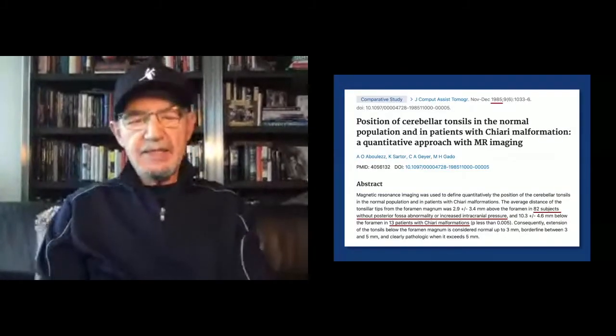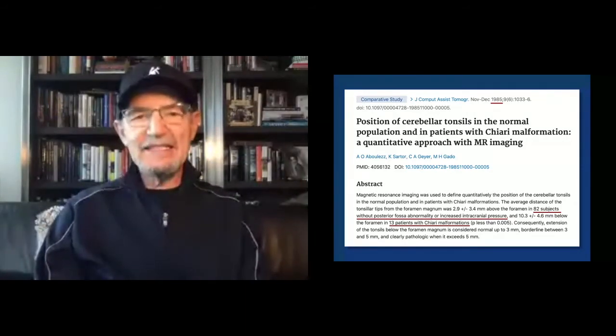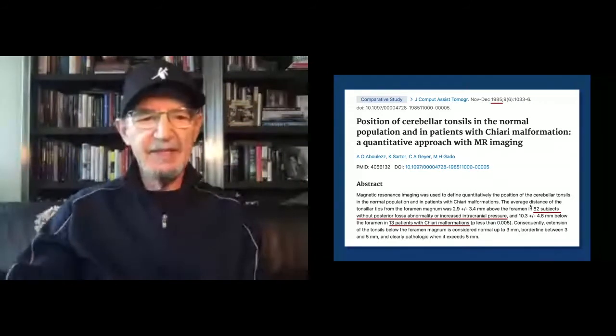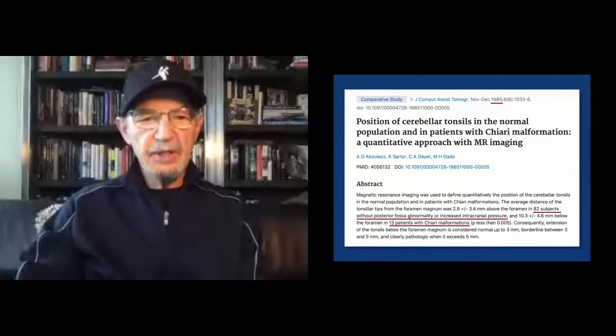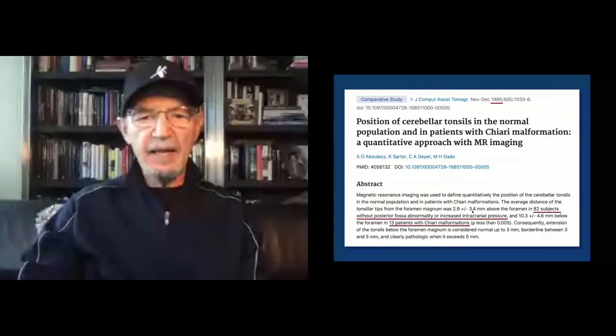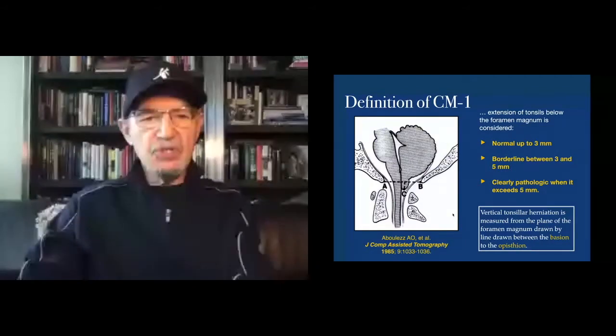Well, this is the modern definition. It was one article back in 1985. There were 82 subjects without any anomaly, malformation, or without increased brain pressure. And there are, frankly, only 13 patients with Chiari malformation. They analyzed these patients and drew this drawing. This is their summary drawing, if you will.